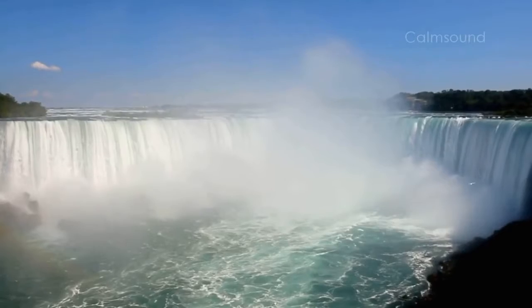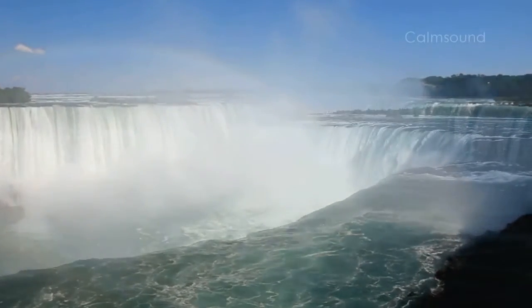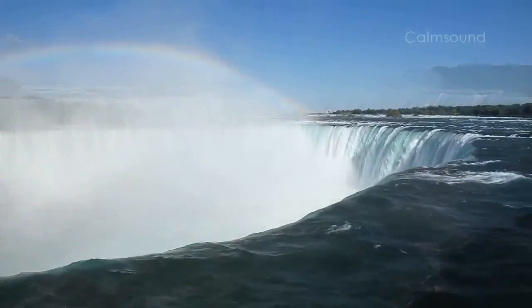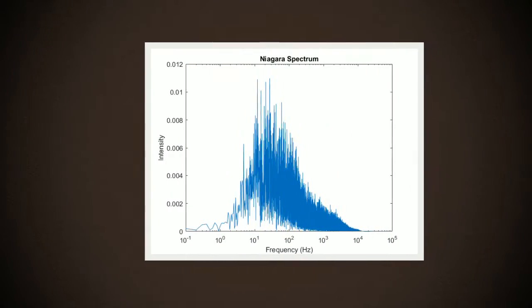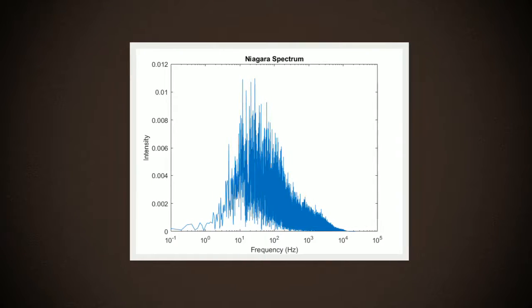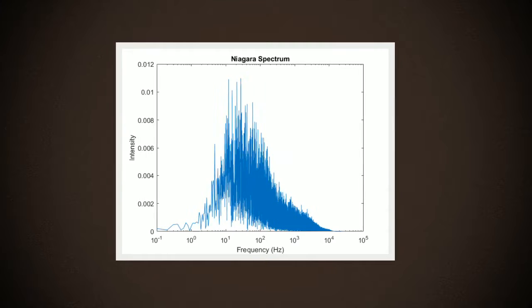We can also decompose a signal that is much less well-defined, like Niagara Falls. As you can see from this spectrum, there is not one dominant frequency in the signal, but the strongest frequencies are between 10 and 100 Hz, on the lower end of the human hearing range.